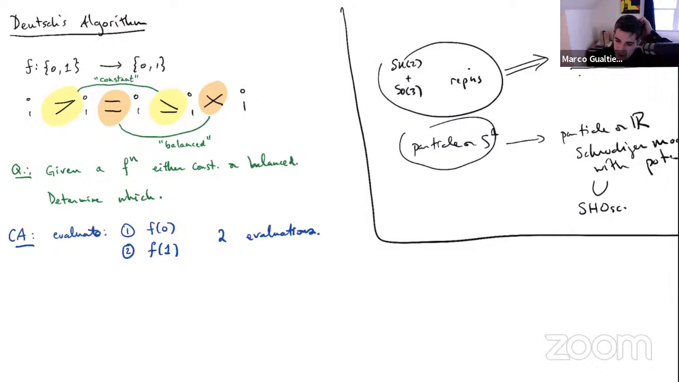Okay. So the quantum answer is different. The quantum answer is that we're going to set up a quantum circuit, and we're going to evaluate once. We're going to run the circuit once.